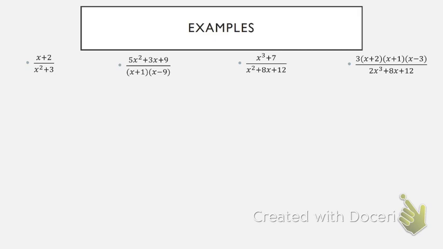Okay, there are 4 examples because this is not going to take very long. So we need to look at the degree. The degree of the numerator is 1. It's x to the first. The degree of the denominator is x squared, so the degree of the denominator is 2.